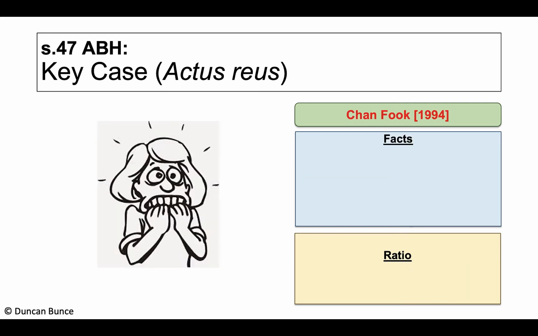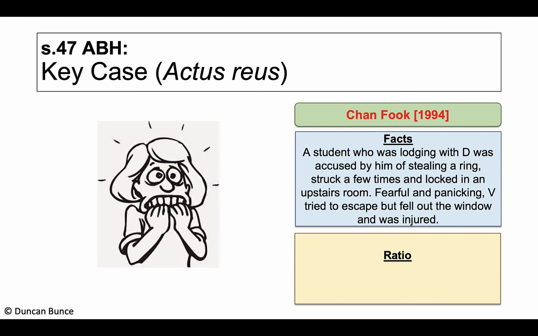I did mention psychological harm, and this is our key case. Sometimes the examiner in a problem scenario will put this in, so do look out for it. Chan Fook is the case. The facts are, broadly speaking, a student who was lodging with the defendant was accused by him of stealing a ring, struck a few times, and locked in an upstairs room. So he was hit about a few times. So if you don't give back this ring, you're going to get it, kind of thing.